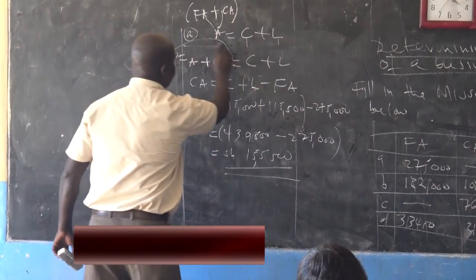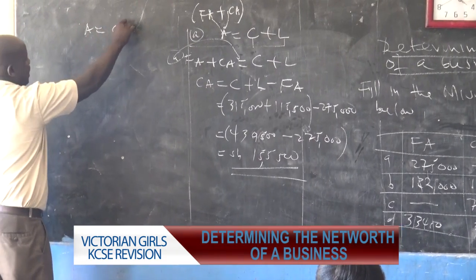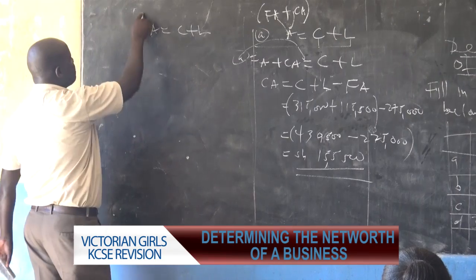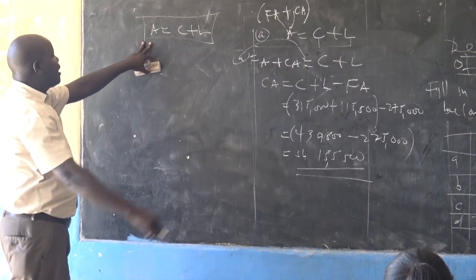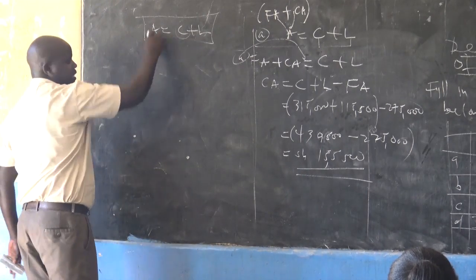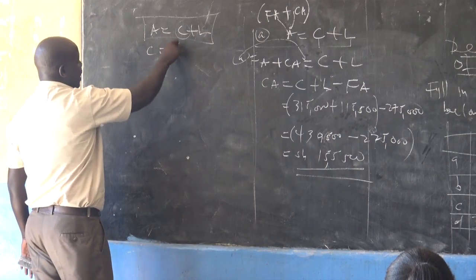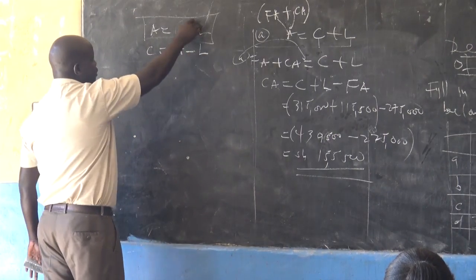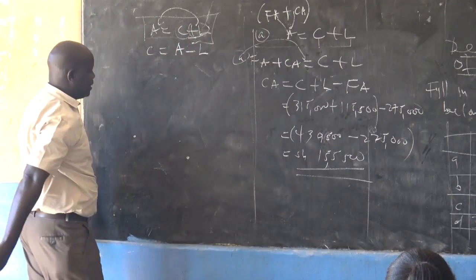From this equation still, we will say A is equal to C plus L. This is the mother of all the other equations. When you have this, you can play with anything. In this case, they want C. You will say capital equals A minus L. Because it's a positive, it becomes a negative.